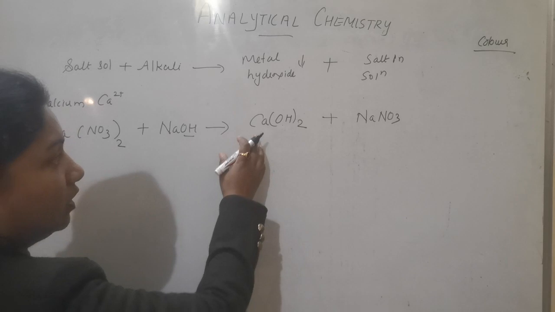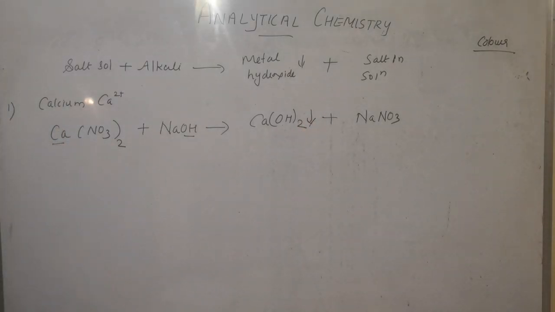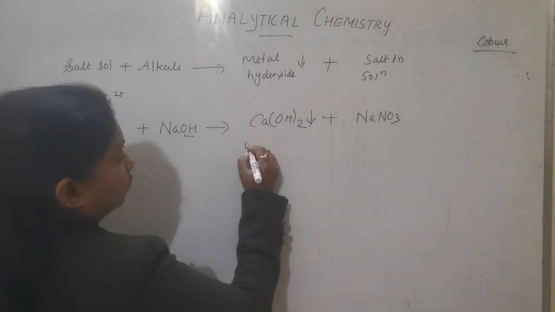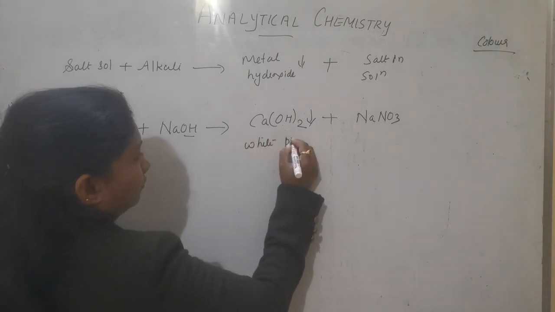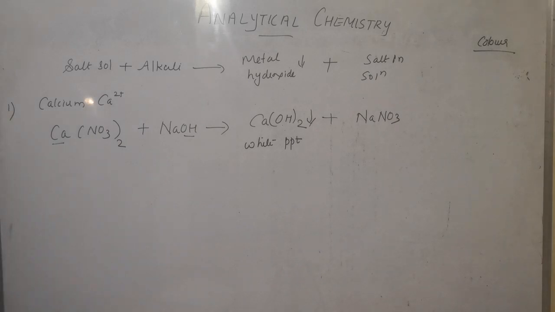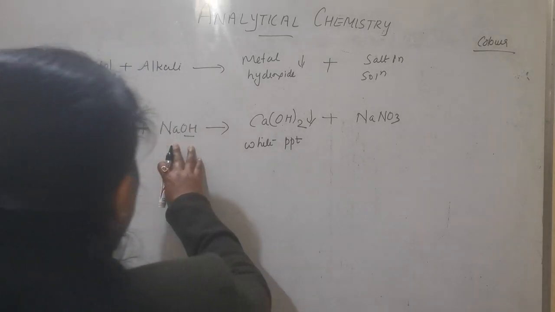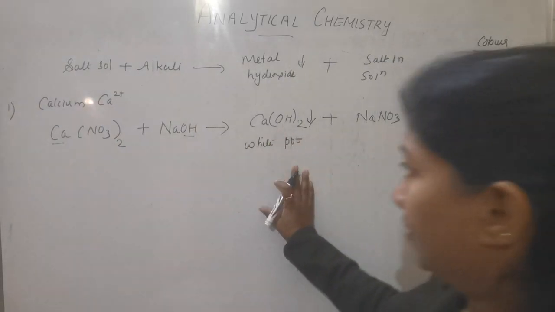So we have to observe the color of this precipitate, calcium hydroxide. We know that calcium nitrate will be colorless. Caustic soda is colorless, but the precipitate that we are going to get is white. So, white precipitate. And if excess of NaOH is added to this white precipitate.